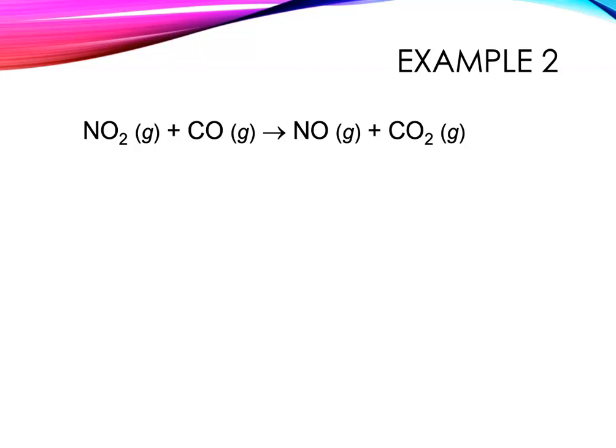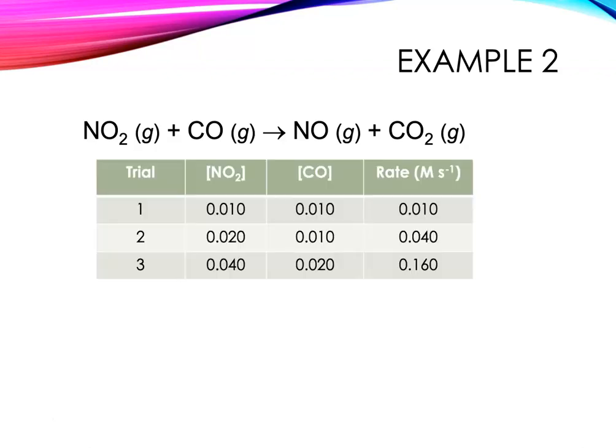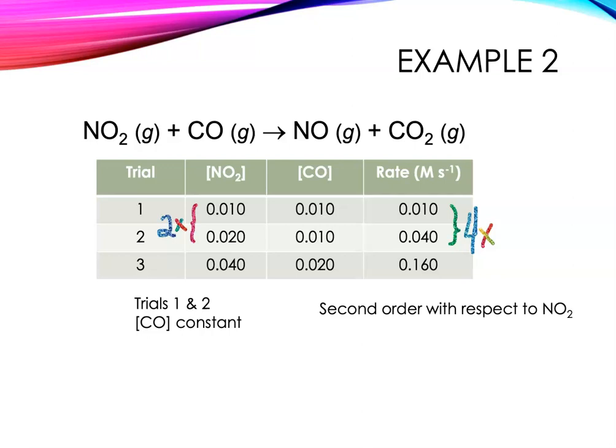So here's the reaction. NO2 reacts with carbon monoxide to make nitrogen monoxide and carbon dioxide gas. Let's look at some data. Let's work out the rate law from the data, and then we'll talk about a proposed mechanism. If we look at trials 1 and 2, the carbon monoxide concentration is constant, but we're doubling the NO2 concentration. If we look at the rate, we see that the rate has gone up by a factor of 4. Since the rate went up by a factor of 4, but the concentration of NO2 doubled when CO was held constant, that tells us that this reaction is second order with respect to NO2.